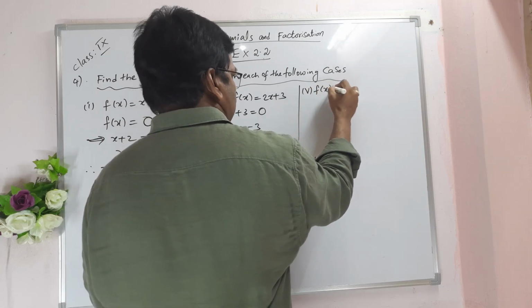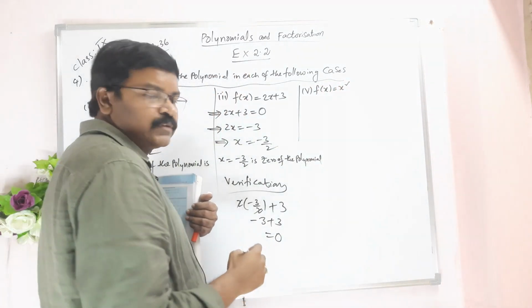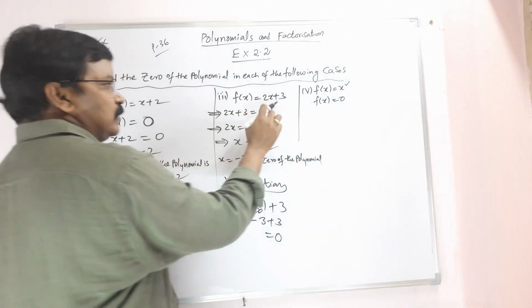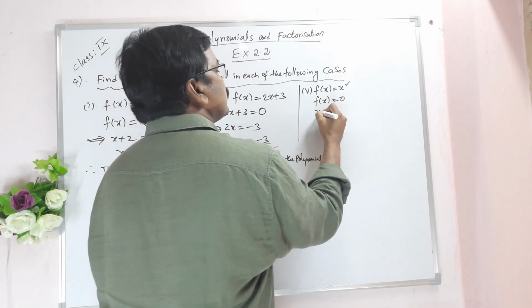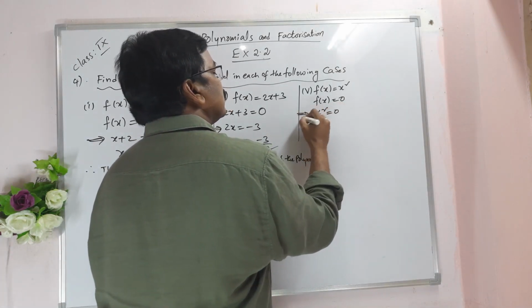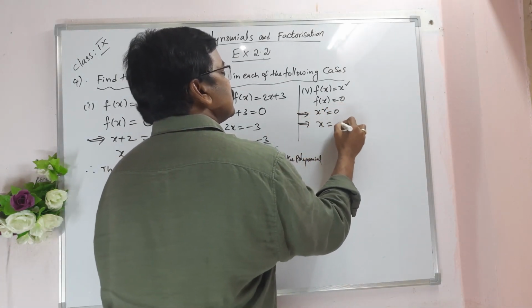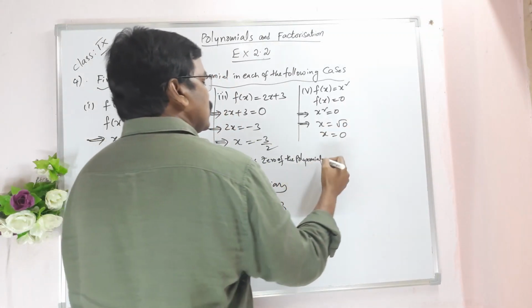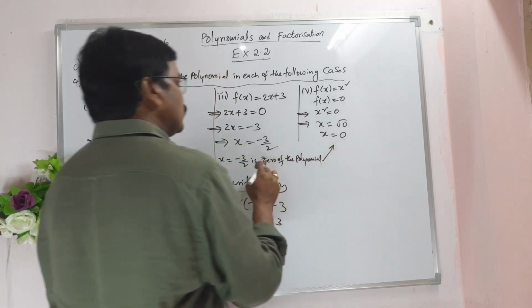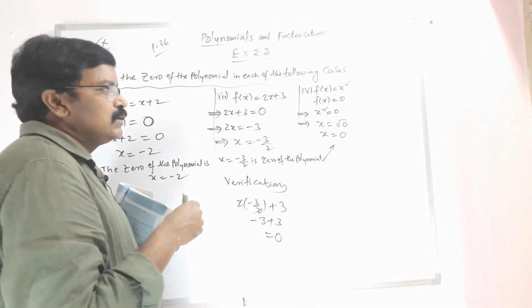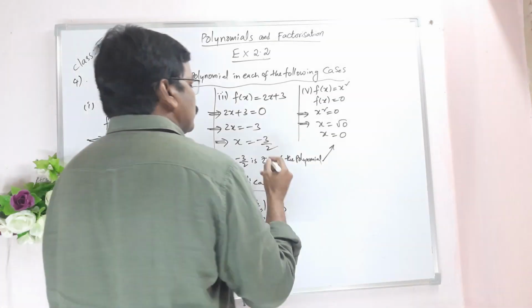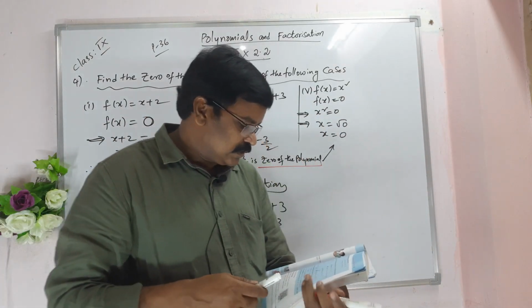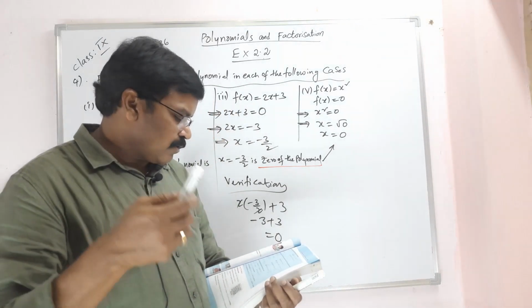f of x is equal to x square. So that means this f of x should be equal to 0. Here also same. That means x square is equal to 0. So x, the root of 0, means only 0. So the zero of the polynomial is 0. The zero of the polynomial f of x equal to x square is 0. Okay. These are very simple sums.